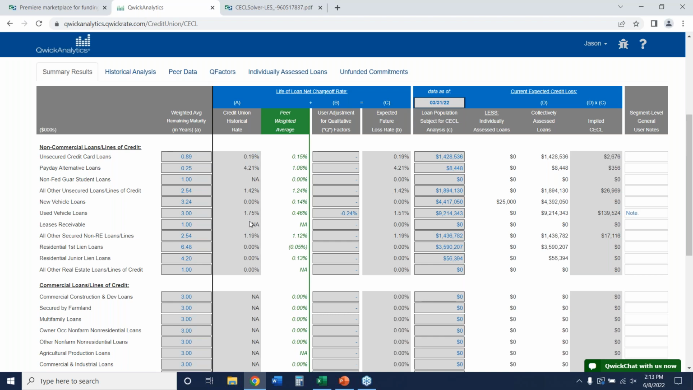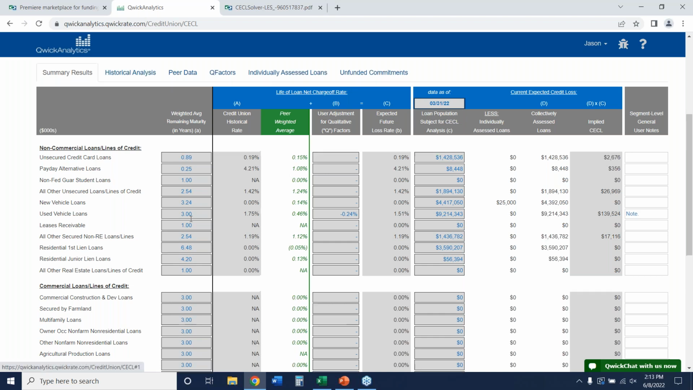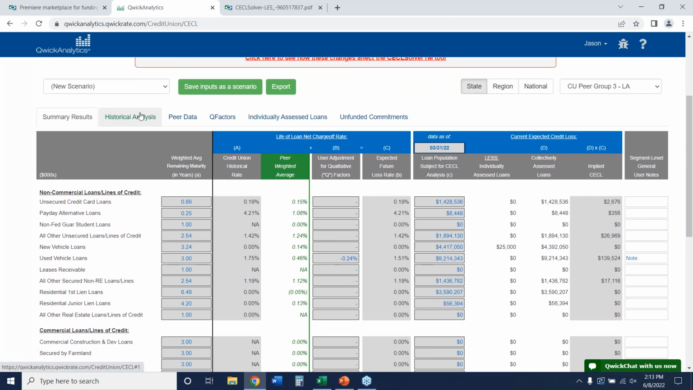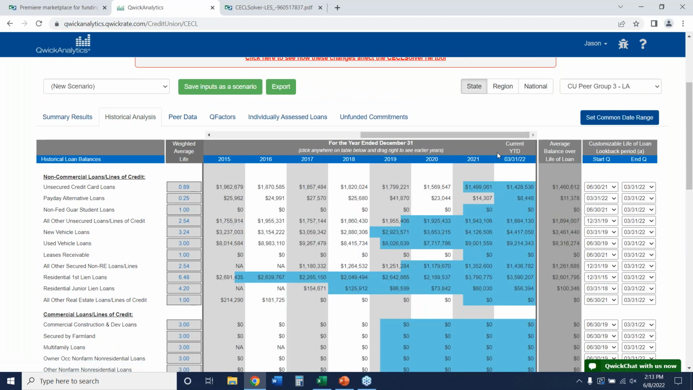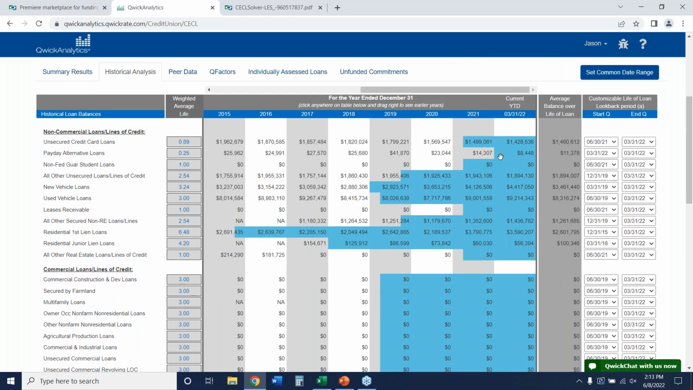The second half of CECL is going to be to play around with these numbers to account for the changes due to current and future conditions. But before we do that, let's take a little look at this data here. So click on the Historic Analysis tab, and this is all the data that we're collecting on your call report or on your credit union.